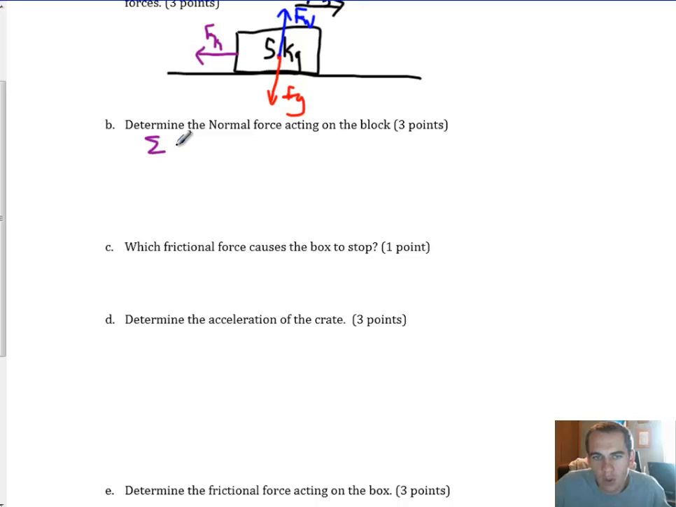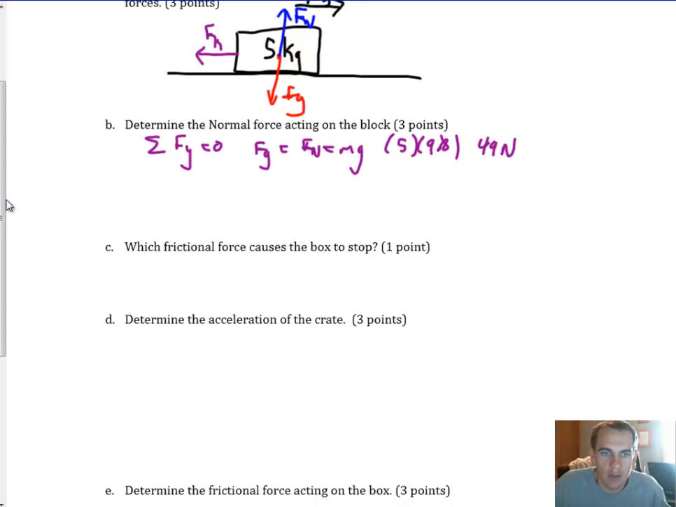Since the net force in the y direction is equal to 0, because the acceleration is 0, I can say that the force of gravity is exactly equal and opposite to the normal force, which is then mg. So this is just 5 times 9.8, and that's 49 newtons. And I think most everybody did that okay.